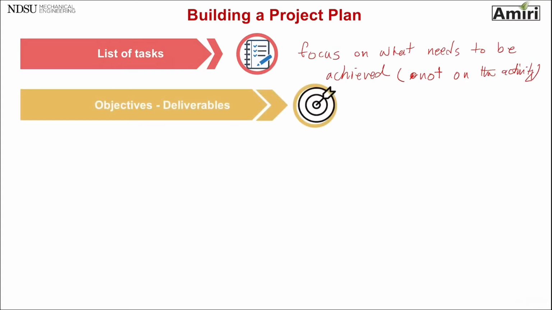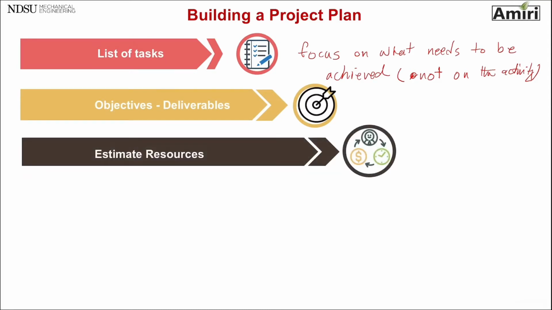The next step is to define objective and deliverables for each task that you're establishing. In the next couple of slides, I will talk about objective and deliverable, we get into it a little bit more and what needs to be done. Then you got to estimate your resources. Remember, people, time, money are the main things. That includes equipment and facilities that you need as well.